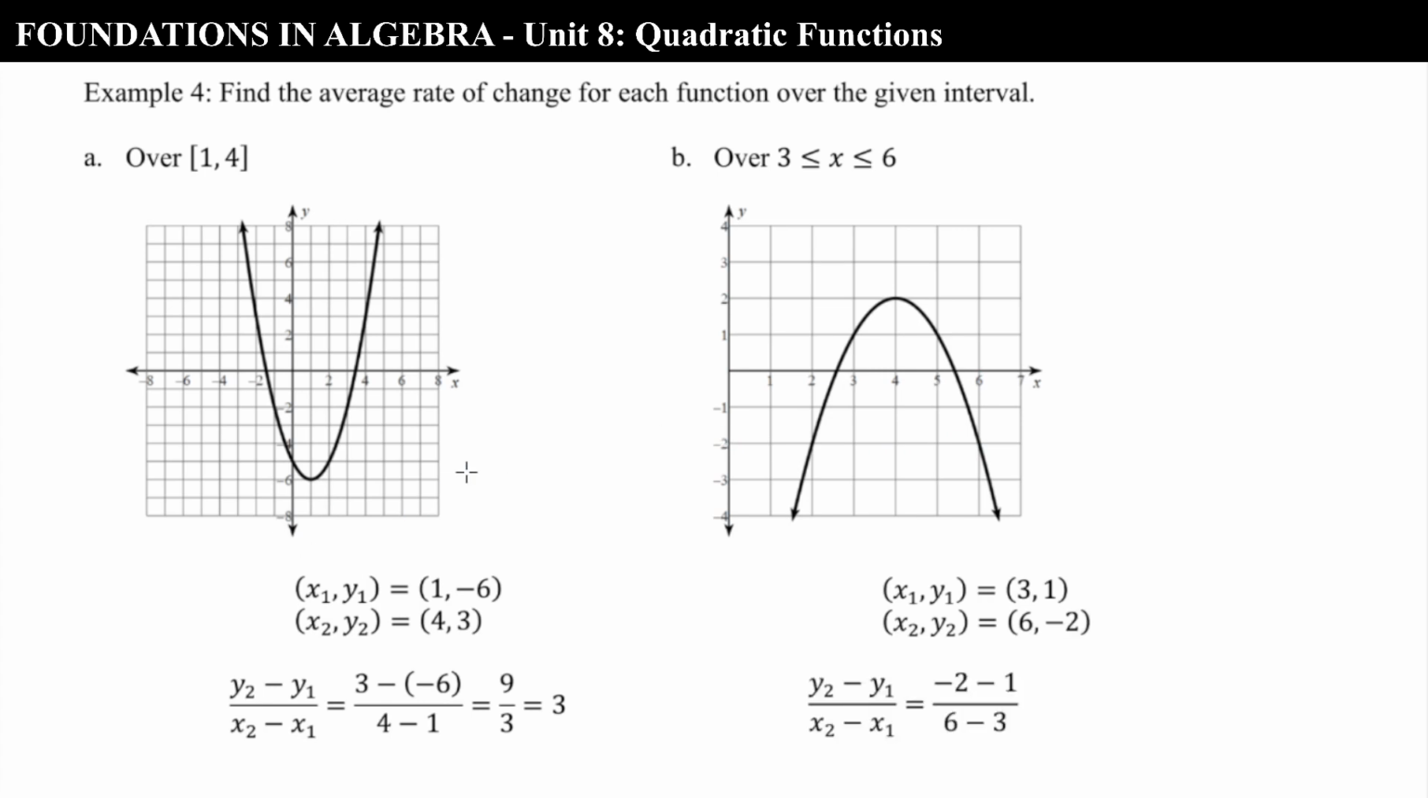Plug those into our average rate of change. Negative 2 minus 1 is negative 3. 6 minus 3 is 3. And you've got negative 1.